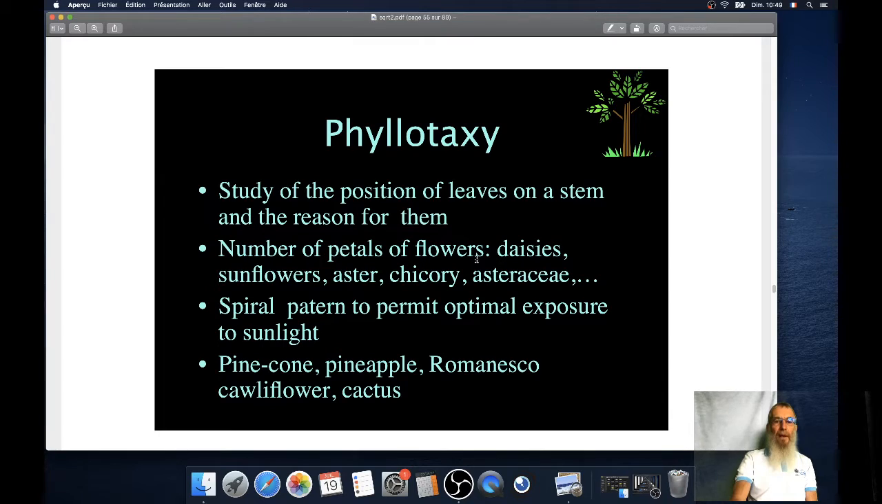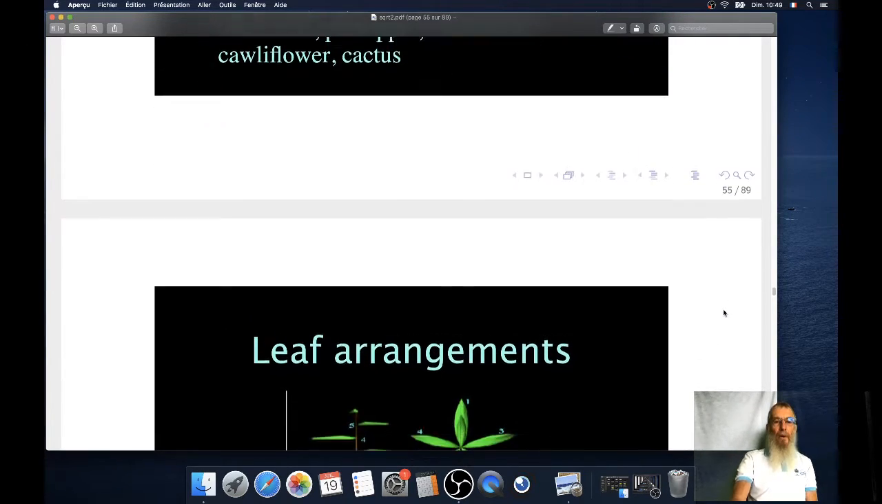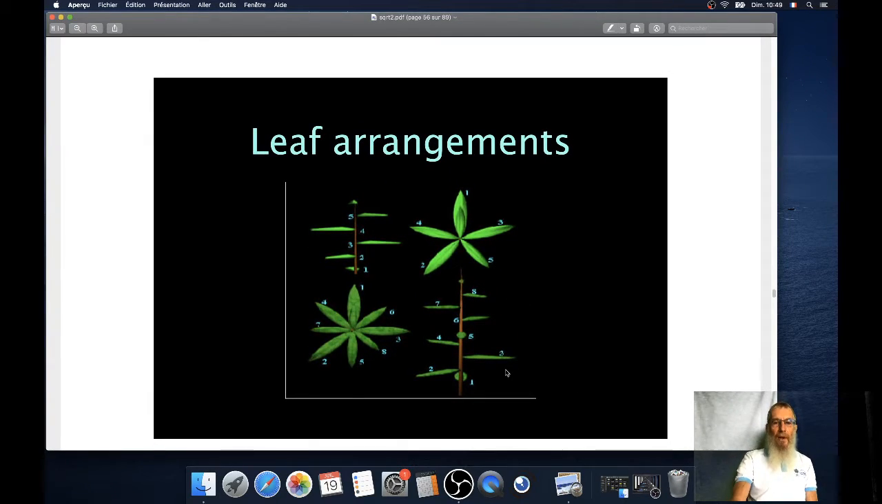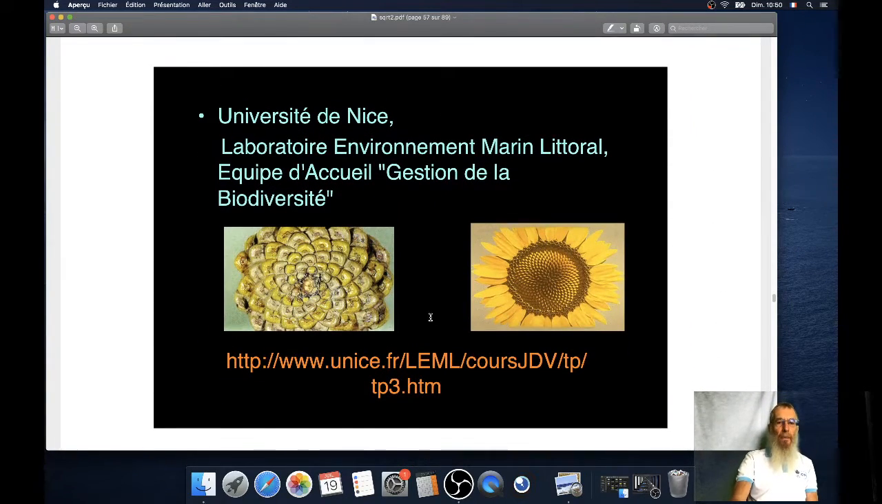If you look at the number of petals of flowers, or the spiral pattern to permit optimal exposure to sunlight in the pine cone, pineapple, Romanesco cauliflower, cactus, you will see the Fibonacci sequence which occurs. So in the leaf arrangement, if you look at the leaves, you will find the Fibonacci sequence. You will find that most often the number of leaves is given by the sequence of Fibonacci, 3, 5, 8, and so on. There are some studies which are done about that.